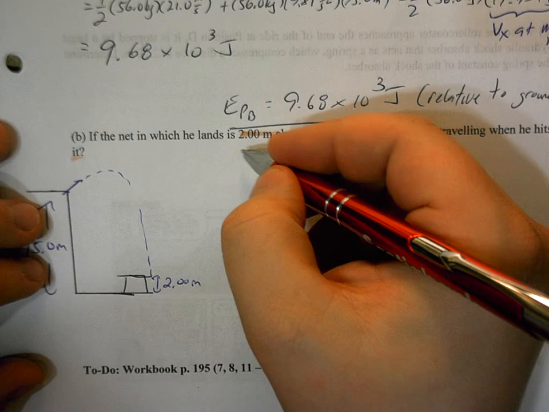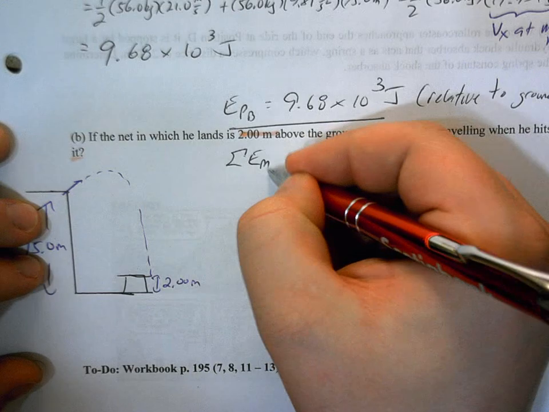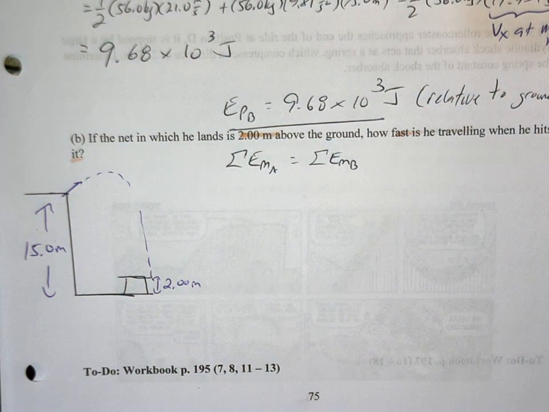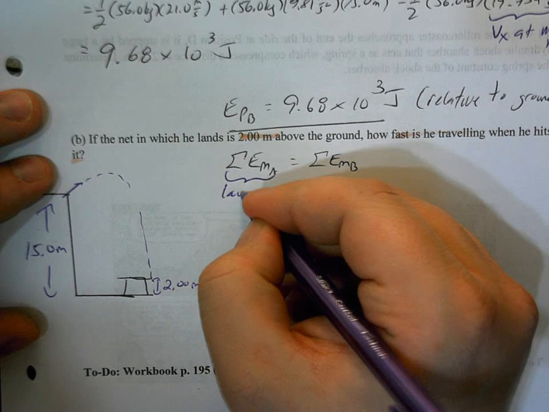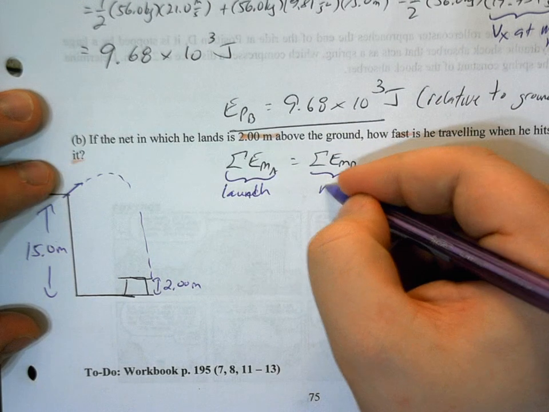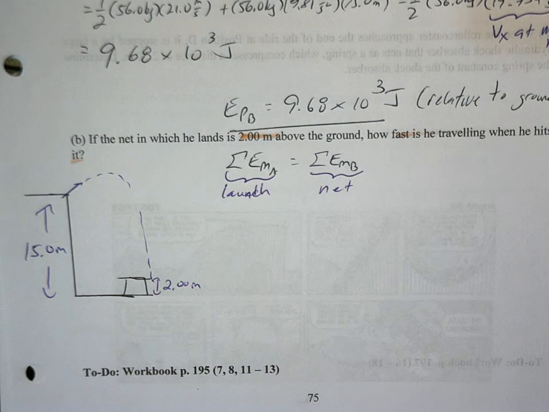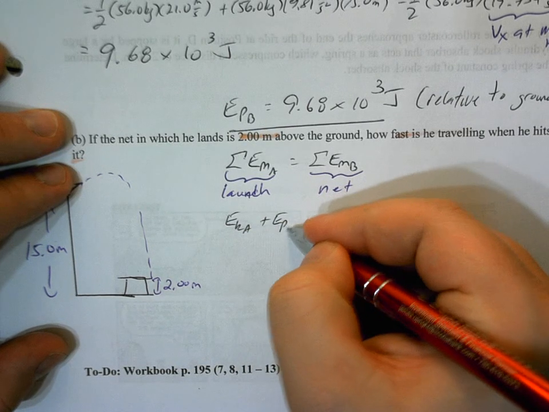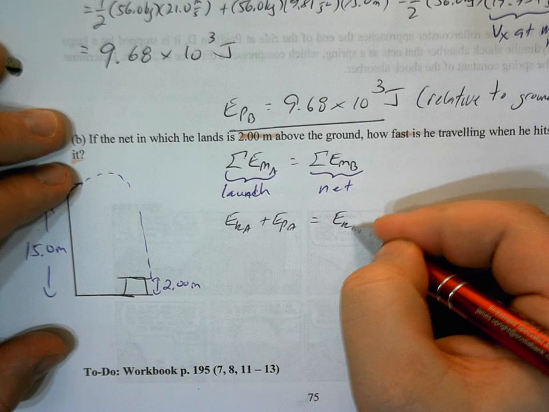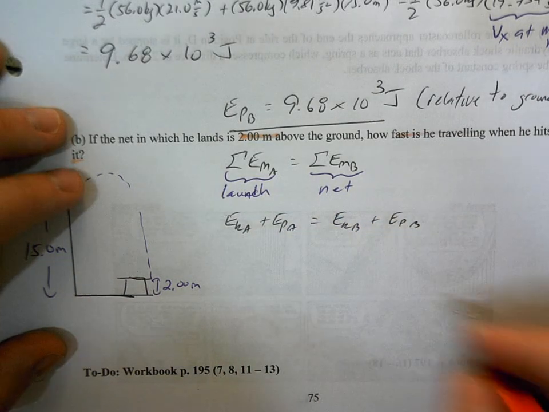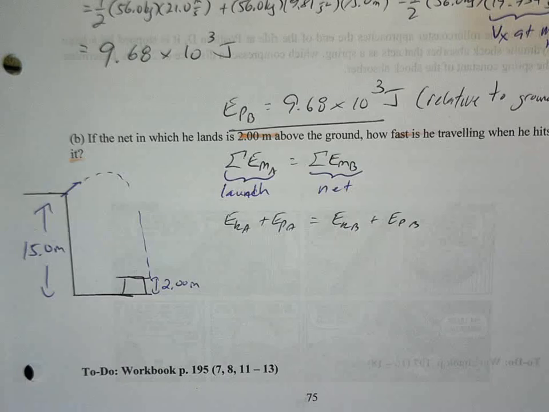So what we could say is that the mechanical energy at some point A is going to be equal to the mechanical energy at some point B. So at this point, A is going to represent our launch. B is going to represent the net. Now, let's start to expand this out. So I could say that the kinetic energy at A plus the potential at A is equal to the kinetic at B plus the potential at B. Now, actually, I will simplify that in a little bit.